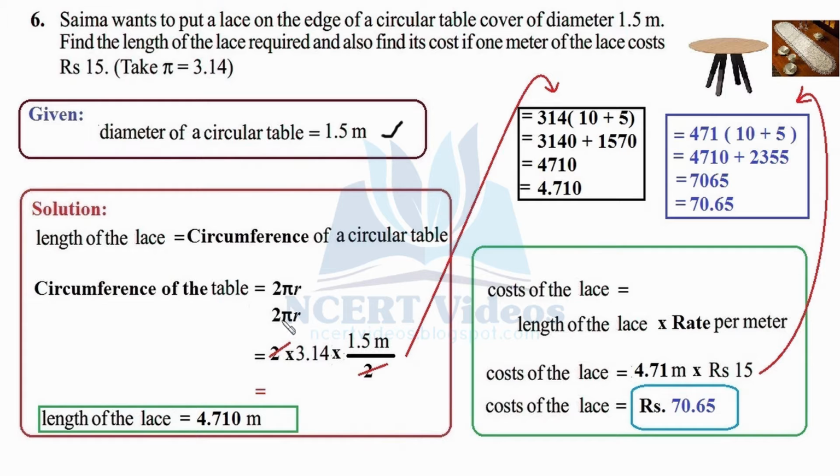So 2 as it is, multiplication, pi has to be taken as 3.14. We have taken it. Radius is half the diameter. So 1.5 meter over 2. Again, you can also use it as pi d. That is, you will simply multiply it with 3.14. You will get the same thing because we are cancelling 2. So it is again the same, pi d. So length of the lace, multiply it, it gives you 4.710 meter. So we have found the length of the lace required.